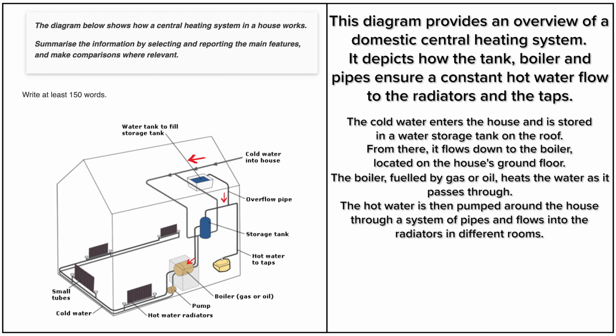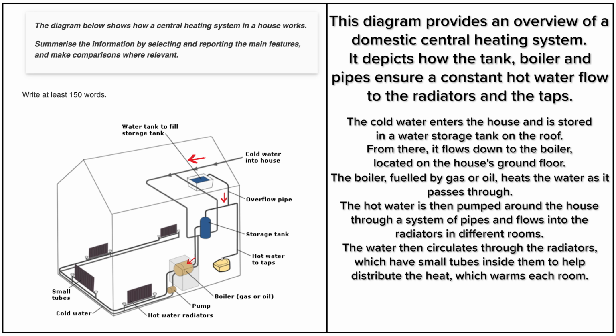The hot water is then pumped round the house through a system of pipes and flows into the radiators in different rooms. The water then circulates through the radiators, which have small tubes inside them to help distribute the heat, which warms each room. Some water is directed to the taps to provide hot water for the house.